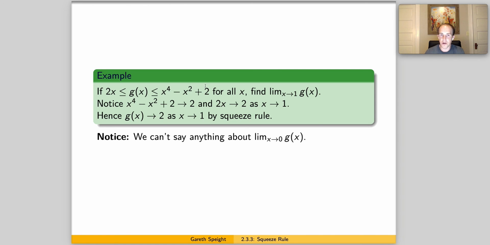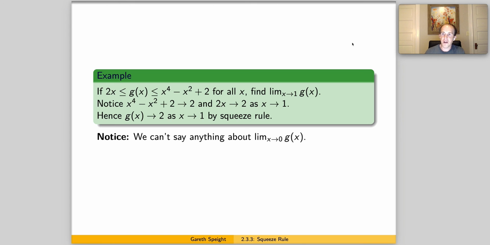With this information, we would not be able to use the squeeze rule to say anything about the limit as x tends to 0. Actually, whatever rule you use, this is not enough to say anything about the limit as x goes to 0. So with the squeeze rule, we really care a lot. It's very important that the limit of the small function and the limit of the large function agree. Only then can we say the limit of the middle function exists and it's the same.